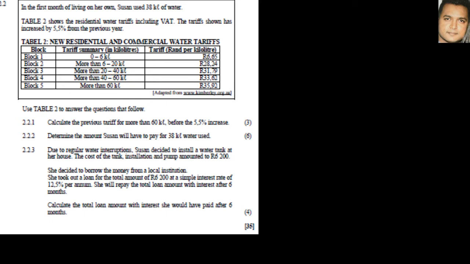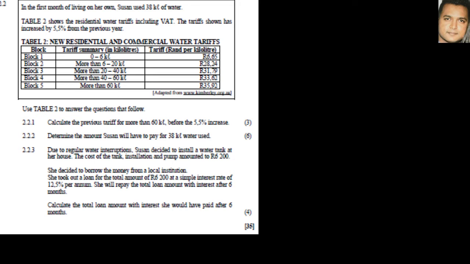Okay, due to regular water interruptions, Susan decided to install a water tank at her house. The cost of the tank installation and pump amounted to 6,200. She decided to borrow the money from a local institution. She took out a loan for the total amount of 6,200 at a simple interest rate of 12.5% per annum. She will pay the total loan amount with interest after 6 months. Calculate the total loan amount with the interest she would have to pay after 6 months.